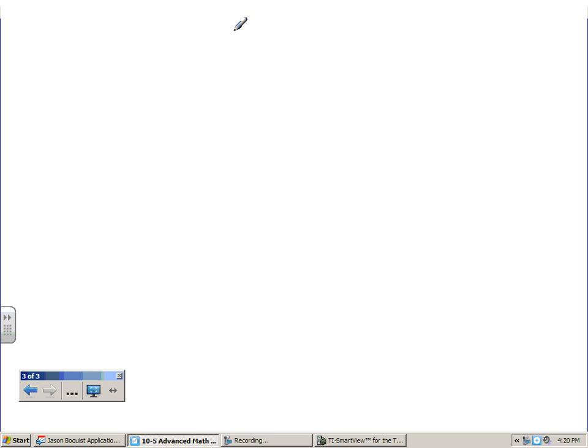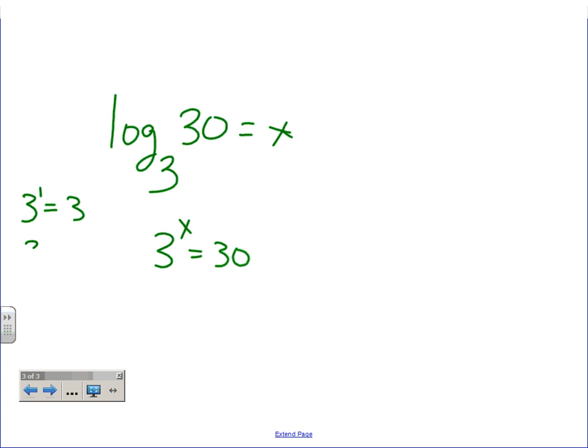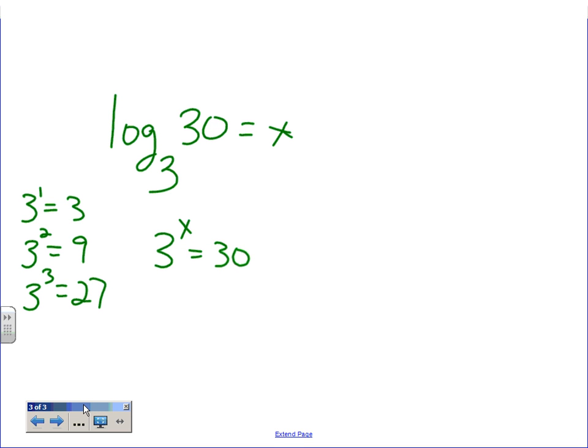For example, if I were to give you log base, it doesn't even really matter, we'll say 3 of, and then you just kind of give me some number, maybe 30 or something like that. And I want you to make an educated guess as to what that would be. Now remember that you could say equals some x, so you're looking for 3 to what power would give me 30. What you've got to think about is, well, we know that 3 to the first is 3, 3 to the second is 9, 3 to the third is 27.